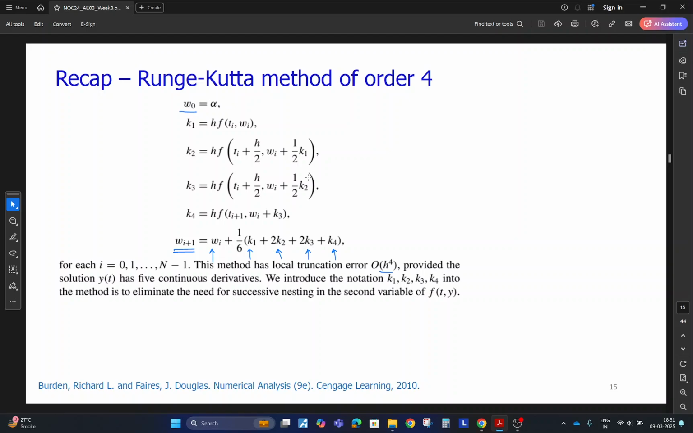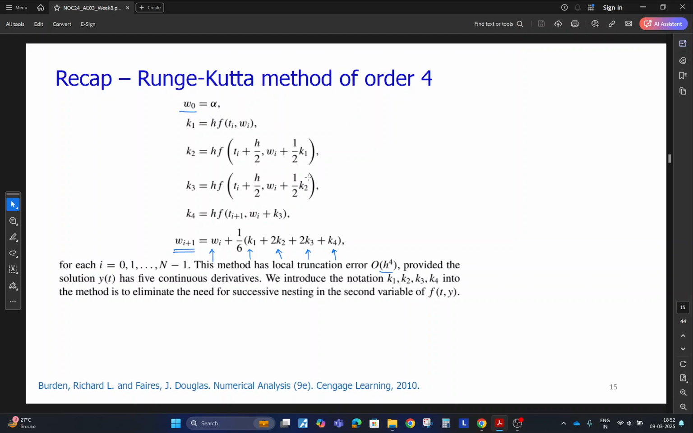Wi plus 1 equals Wi plus 1/6 (K1 plus 2 K2 plus 2 K3 plus K4) for each i equals 0, 1, 2 till n minus 1. This method has a local truncation error of the order h to the power 4, provided that the solution y(t) has 5 continuous derivatives.